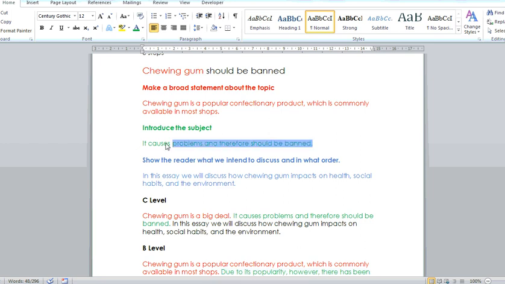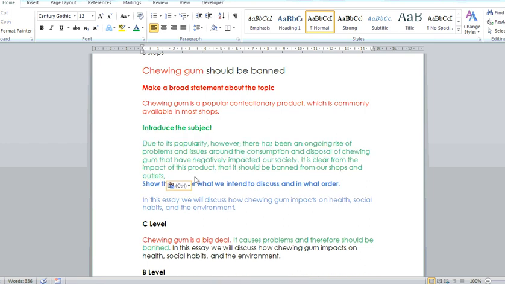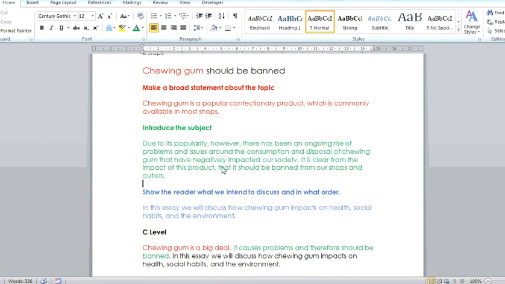So it causes problems and therefore should be banned has suddenly become a bit more detailed and a bit more expressed. Really, we've said the exact same thing, however, we've used more complicated language, we've been clearer in our explanation, and we've used a greater variety of, I suppose, descriptive words. And you can see, adding information like the fact that it's popular is why there's so many issues around the consumption. As well as that, rather than just saying it should be banned, we've actually expanded that to say it should be banned from our shops and outlets.